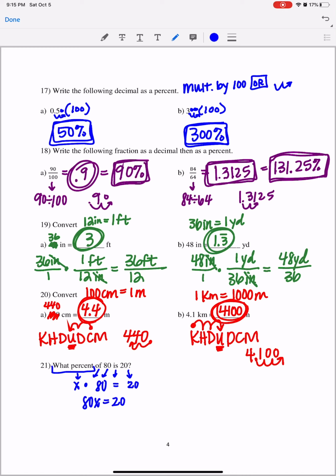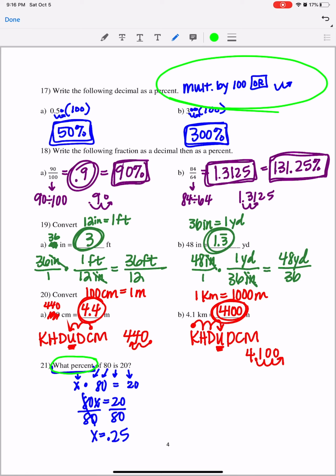So then to get x by itself, we're going to divide by 80. So I get x equals 2.5. Now, because this one wants to know what percent, I need to change this decimal to a percent. You change your decimal to a percent by either multiplying by 100 or moving it 2 times to the right. So I'm going to move that 2 times over. And so then this equals here 25%.